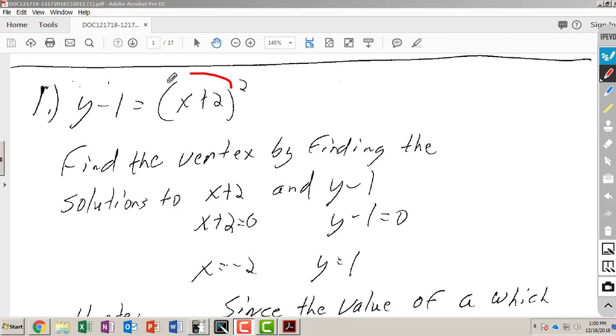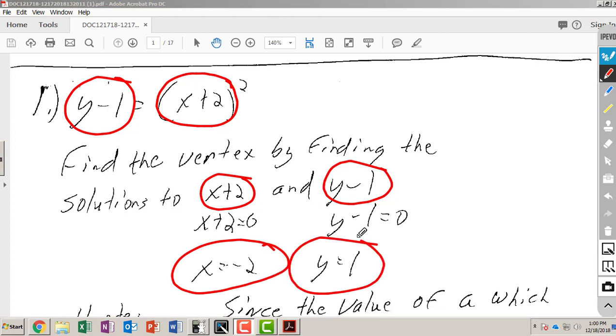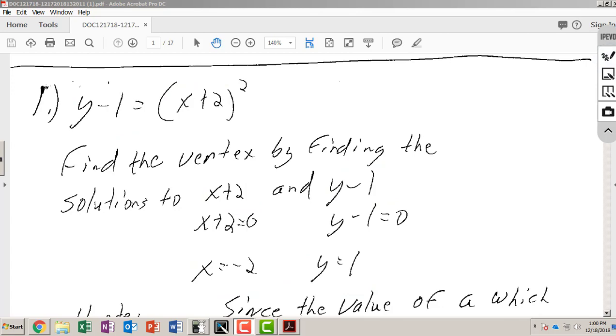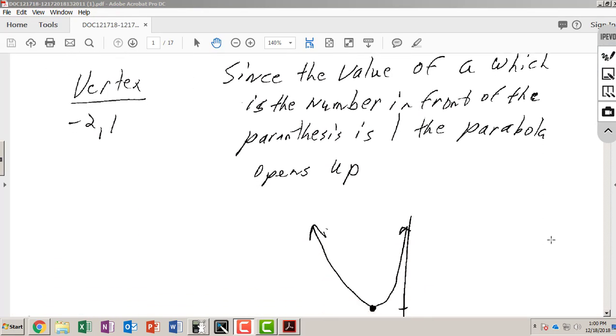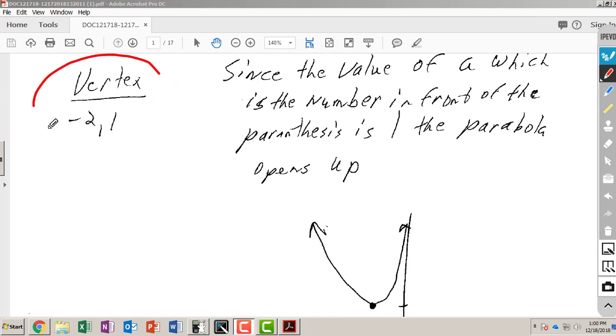So notice here's my expression x plus 2, and here's also my expression y minus 1. I go ahead and solve each one of those. When I solve x plus 2, I end up with x equals negative 2. And when I solve y minus 1, I get y equals 1. That's the location of your vertex. Since that is in standard form, your vertex is at negative 2 and 1.